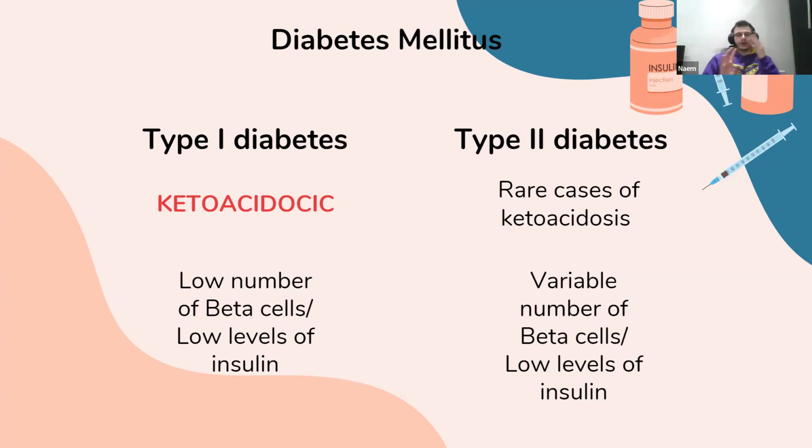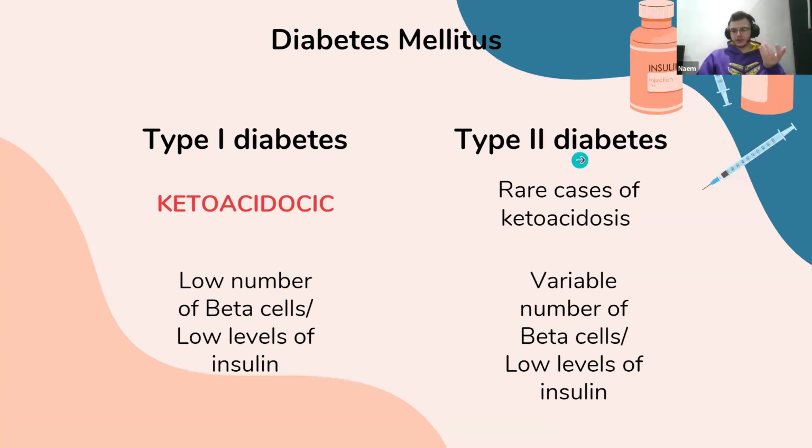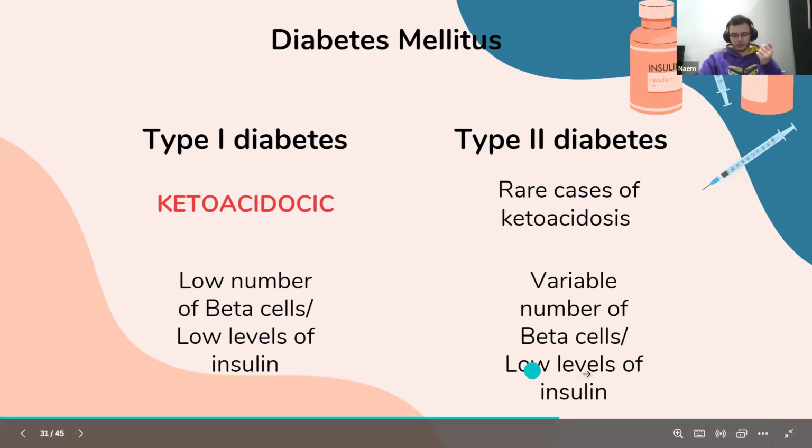Okay? Now, in type 1 diabetes, you have a low number of beta cells, as we said, because the beta cells are attacked by the antibodies, so they're all dying. And you have low levels of insulin, again, because the body cannot produce insulin as there are no beta cells. In type 2 diabetes, there are variable numbers of beta cells and variable levels of insulin. Okay, I don't know why I wrote low levels of insulin. It's actually variable levels of insulin.